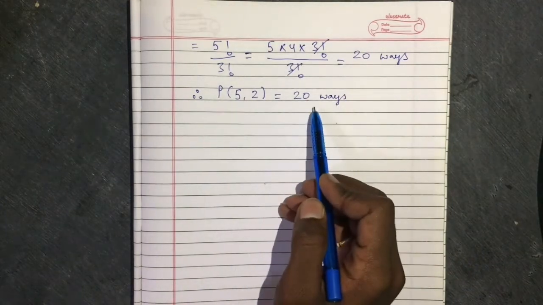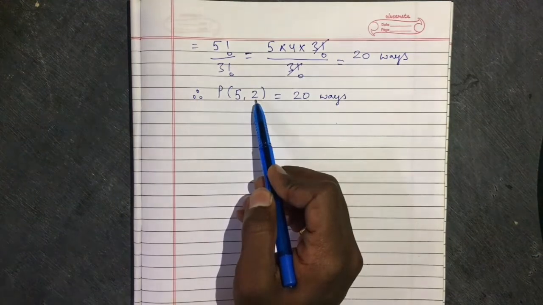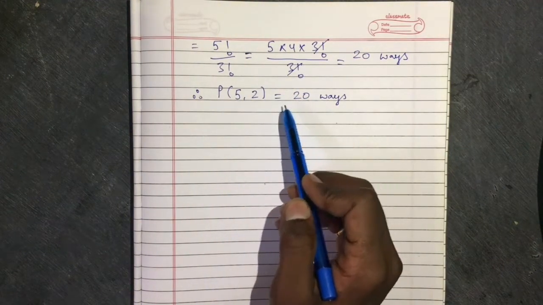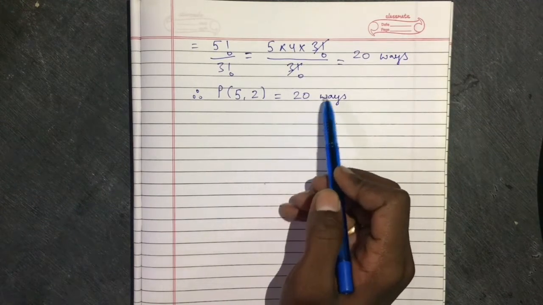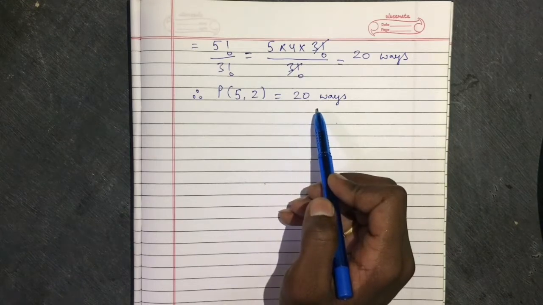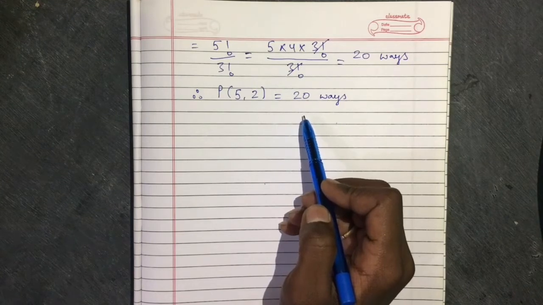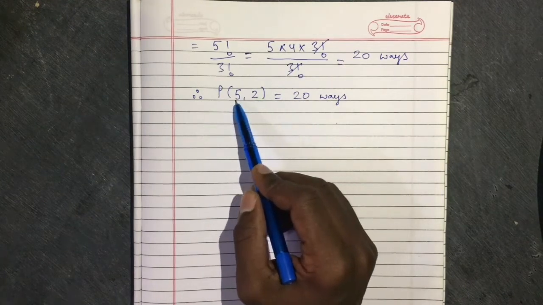Now what does this mean? This simply means that we can arrange 2 books out of 5 books in altogether 20 ways. Remember that there was AB, AC, AD and AE, and similarly so many other arrangements were there, and the total number of permutations, or the total number of arrangements, is equal to 20 ways. So altogether we can arrange 2 books out of 5 books in 20 ways.